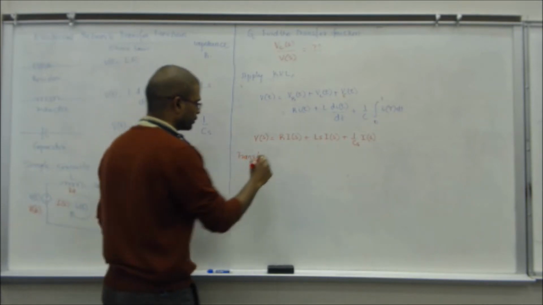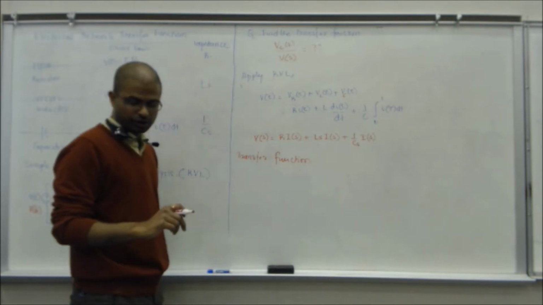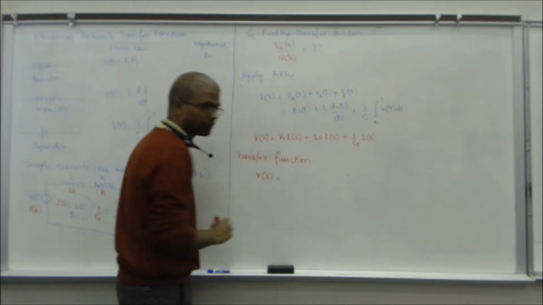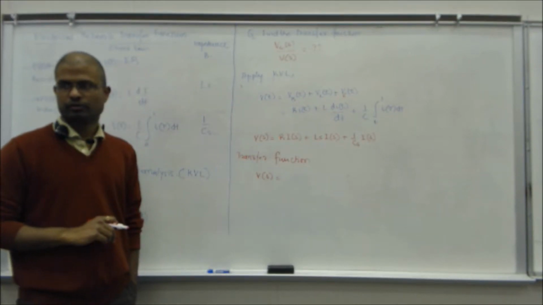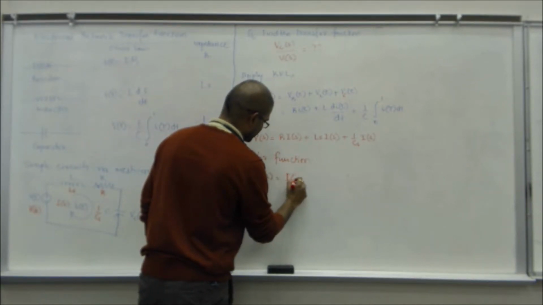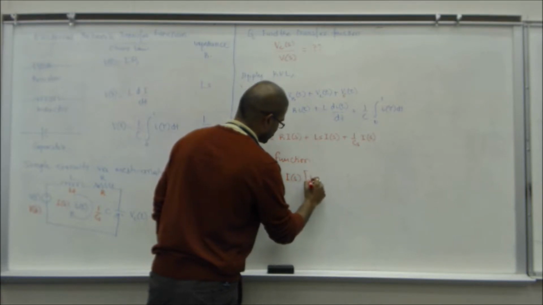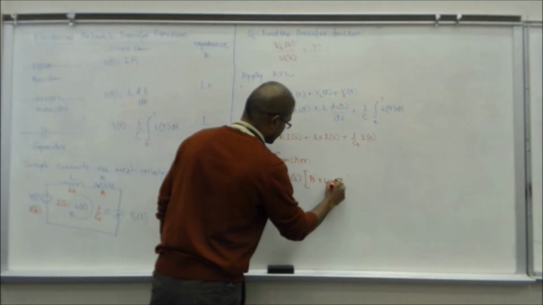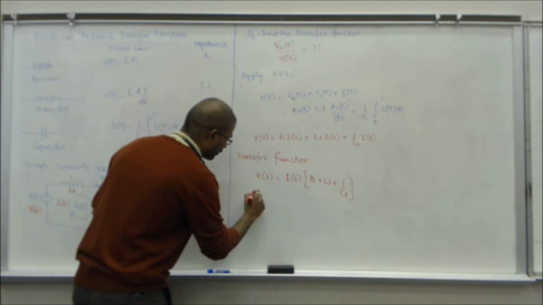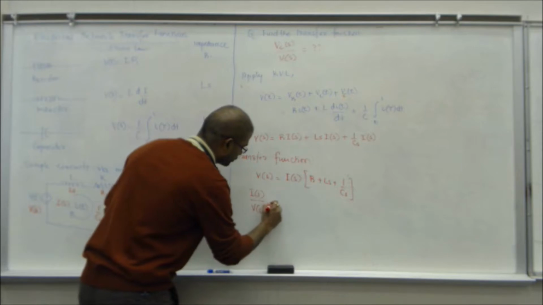So you have the transfer function. This is how I do the transfer function; the textbook is a little different. Do you want us to do the textbook way now? You can do it either way. So V(s) is what? I(s) into R plus Ls plus 1 over CS. Now I have I(s) over V(s) equal to 1 over R plus Ls plus 1 over CS.